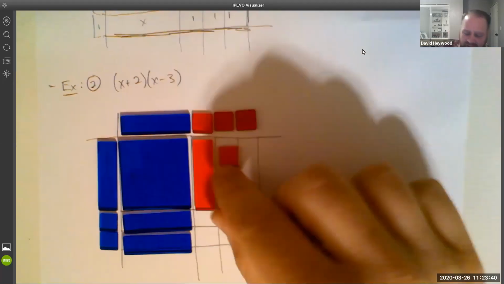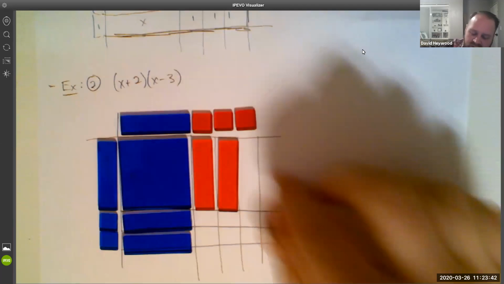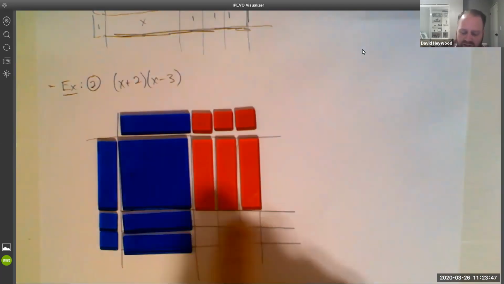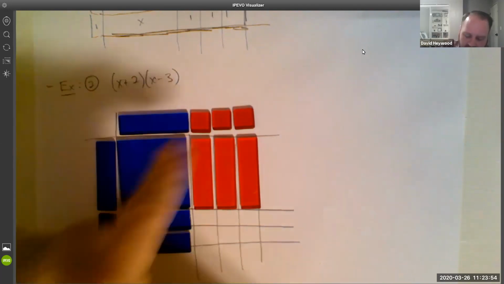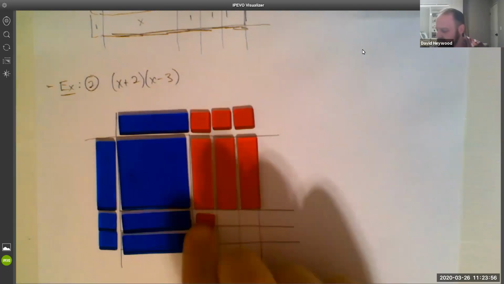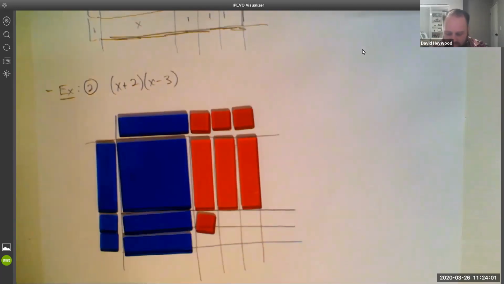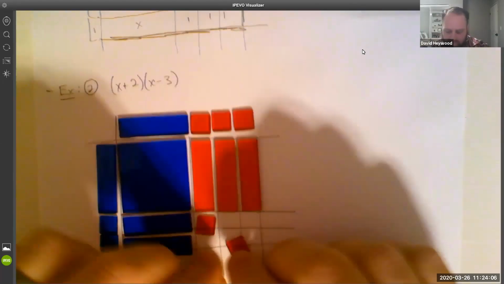And then finally in these spaces, of course, I'm going to have unit tiles. All we have to do is determine the color. So they're going to be unit tiles, and I have a blue times a red. Different colors means that I need red tiles. Okay, so I get something kind of like that at the end of the day.